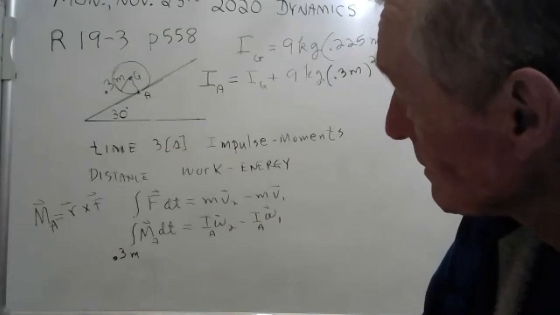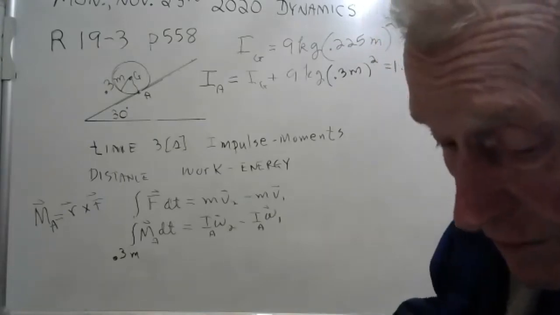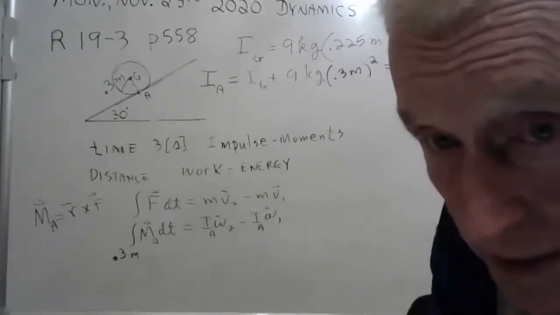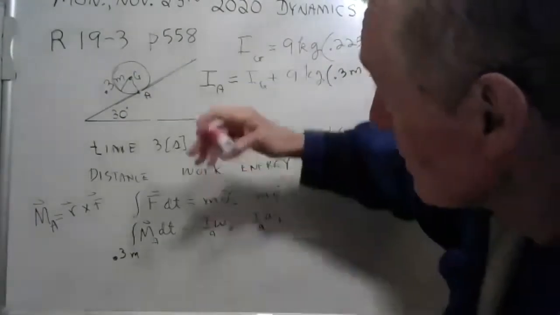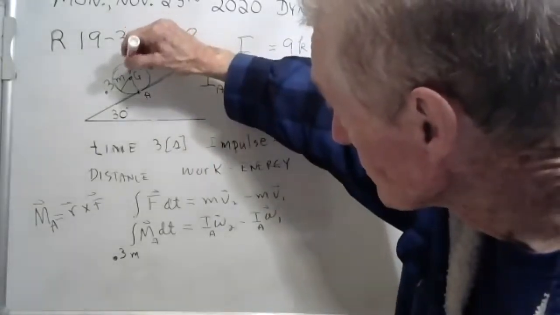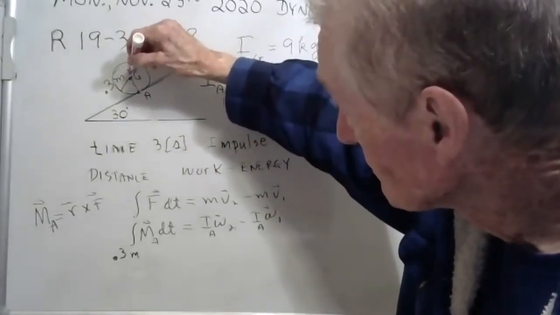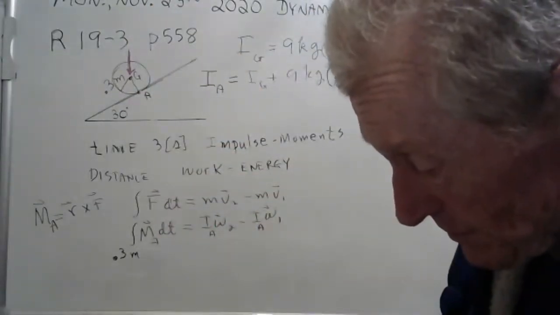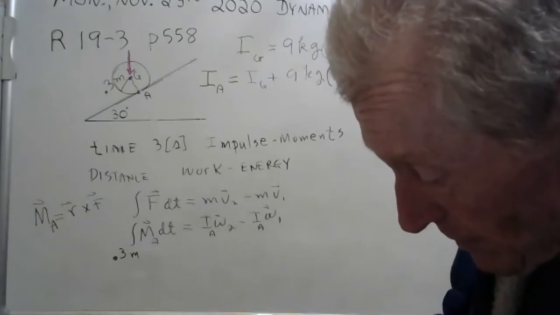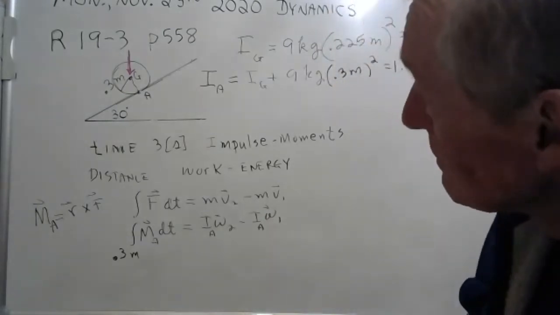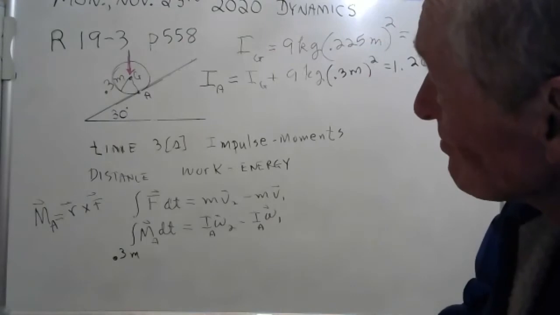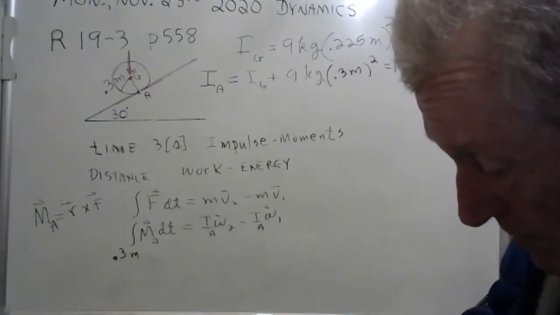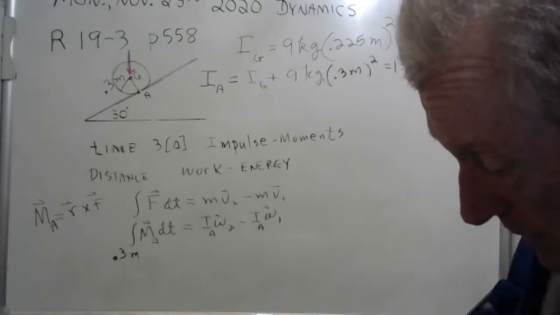oh, no, wait a minute. You know what I forgot, guys? I didn't put my red stuff on there. You can't get forces without the red stuff. So let's put them on there. Now there's your mg. Let's figure out what that is. Well, it's 9 kilograms times 9.81.